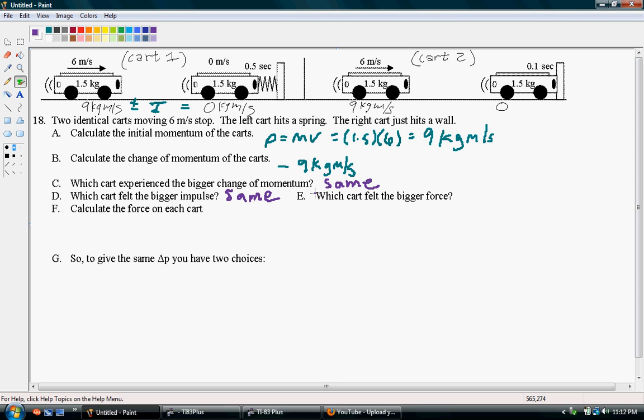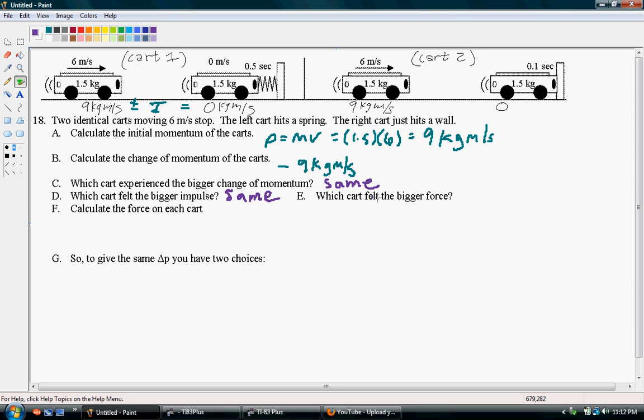Alright, I know that there is an inclination to pick the right side, that this car stops a lot faster, and so the impulse or the change of momentum would somehow be greater, but it's not. We still have the same amount of momentum before and the same amount of momentum afterwards for both situations. So our change is going to be the same.